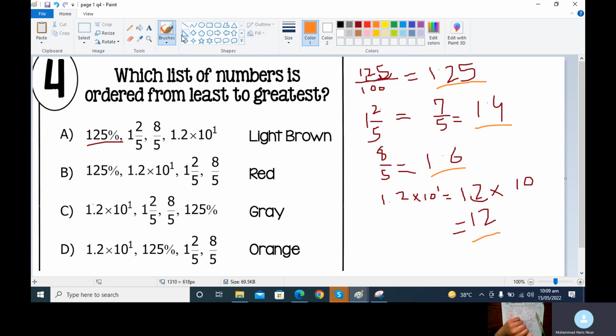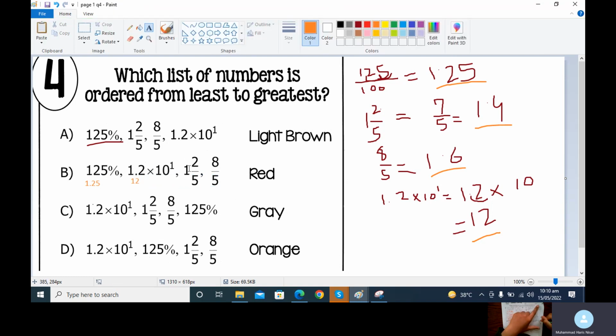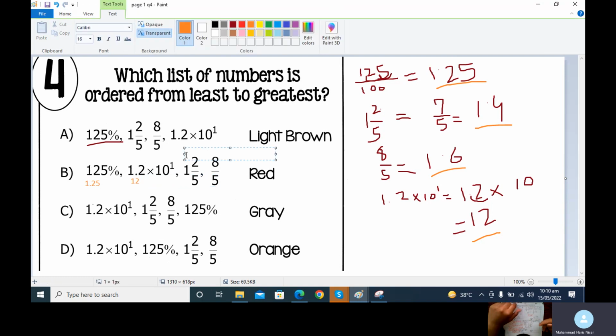1.2, okay. Wait, I'm writing. Equals 12. So these are the numbers from least to greatest.